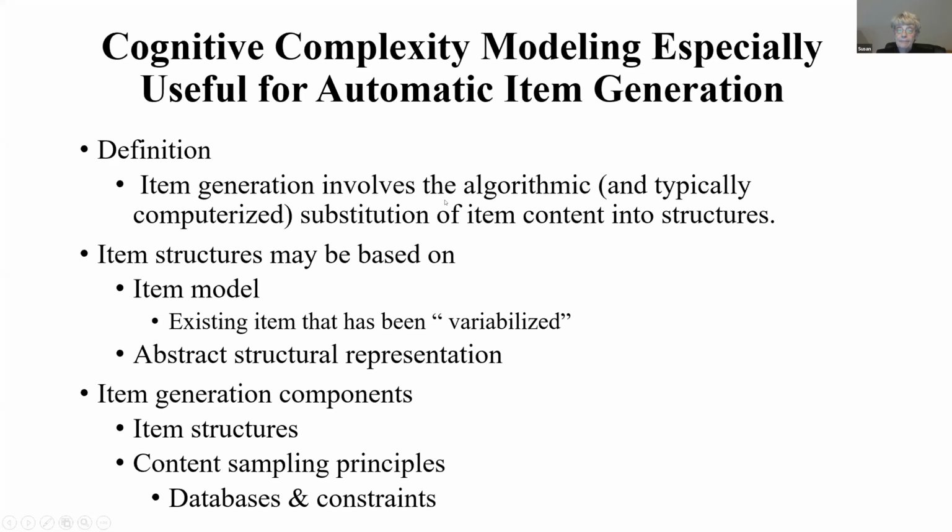Let me define item generation. You're all familiar, but let me do it anyway. Of course, this involves the algorithmic and typically computerized substitution of item content into structures. Now, the structures might be based on an item model, that is an existing item that has been variabilized, or it can be based on an abstract structural representation. So the item generation components are the structure, however it is defined, and then content sampling principles, where you have databases and certain constraints depending on the item.